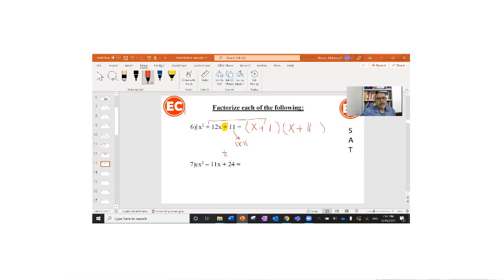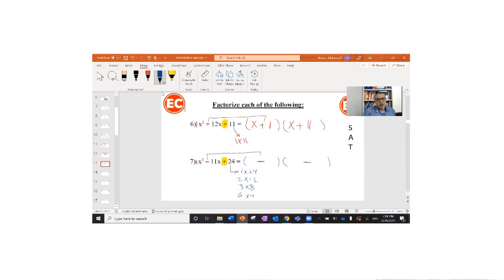Now, for the second one, number 7, the last sign is always positive here. So I'm going to open two brackets, and both of them take the sign of the middle, negative and negative. Two numbers, their product is 24. I have 1 by 24, 2 by 12, 3 by 8, and 6 by 4. Which couple of numbers has a sum equal to 11? I will figure out that it's 3 and 8. So x and x, 3 and 8. And it doesn't matter where the 3 is and where the 8 is.